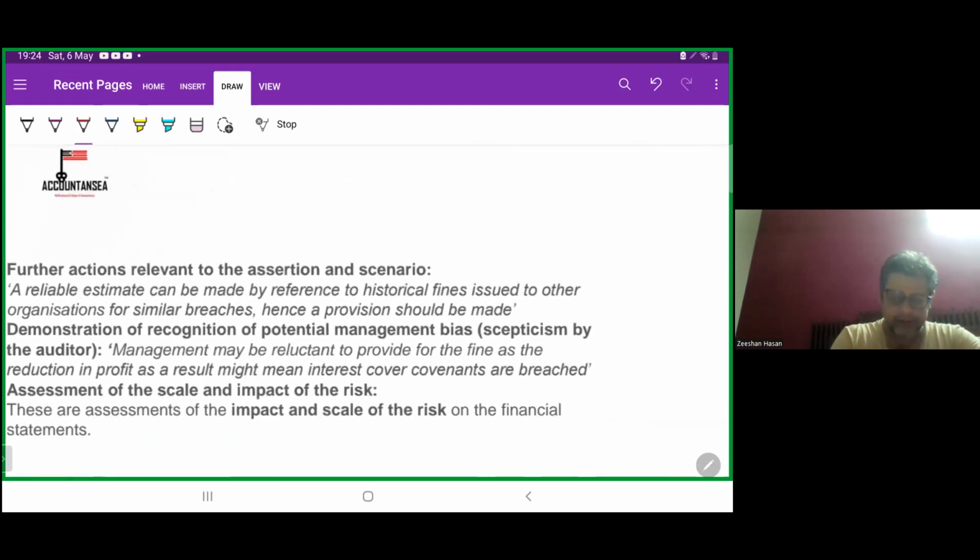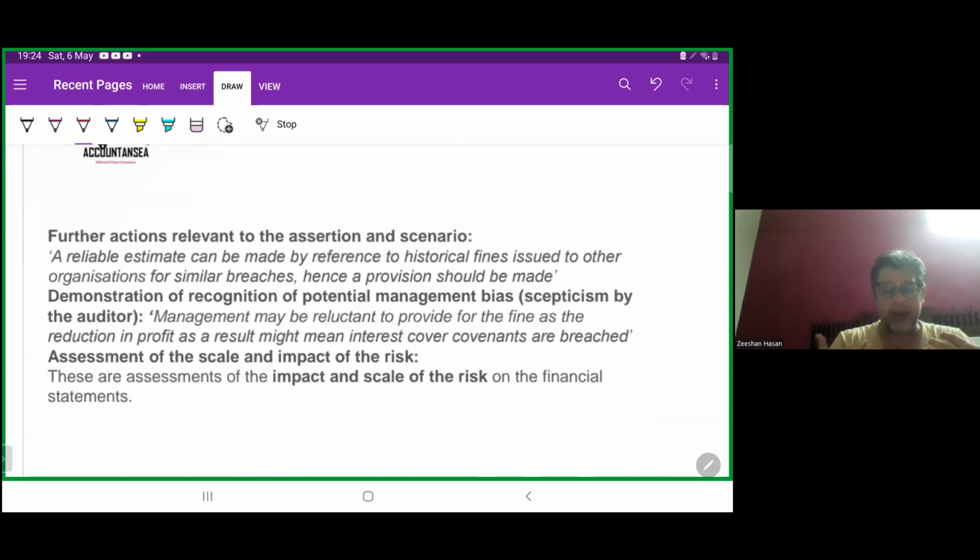Further actions relevant to the assertion and scenario: a reliable estimate can be made, okay, by reference to historic fines issued to other organizations for similar breaches. Hence, provision should be made. Demonstration of recognition of potential management bias and skepticism by the auditor: management may be reluctant to provide for the fine as the reduction in profit as a result might mean interest cover covenants are breached.